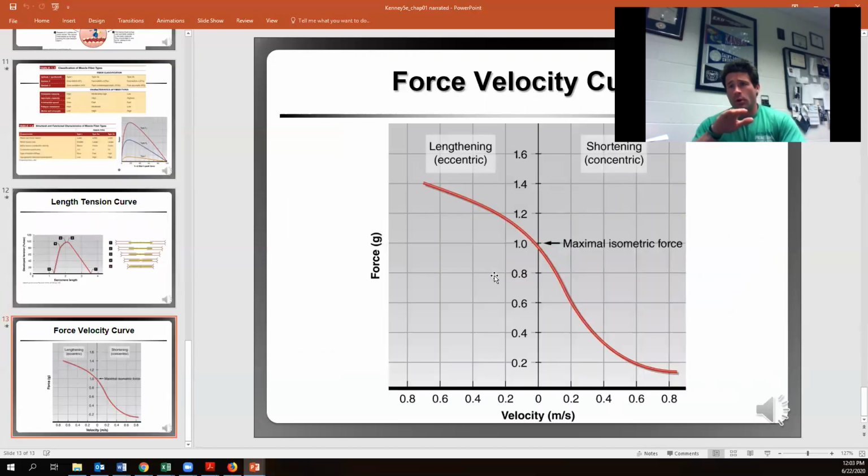Now, another key component, and this comes from Archibald Vivian Hill, and is one of the most important factors when it comes to training an athlete or yourself, is the force velocity curve, which is the faster we're going, the lower force we can produce. The slower we're going, the greater force we're going to produce.